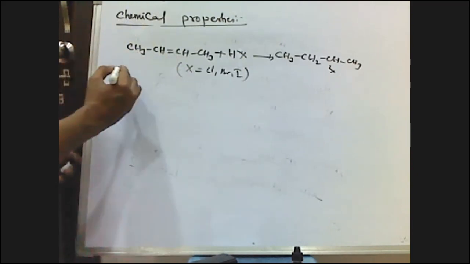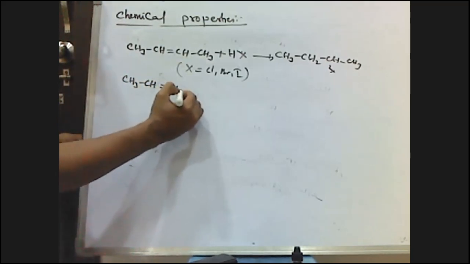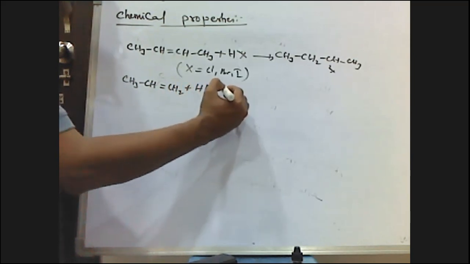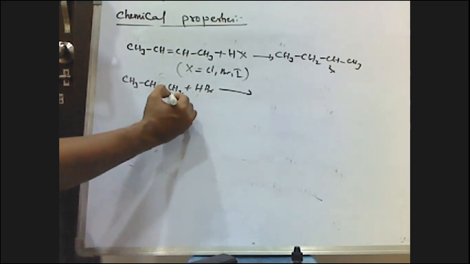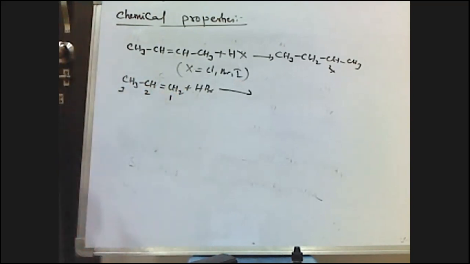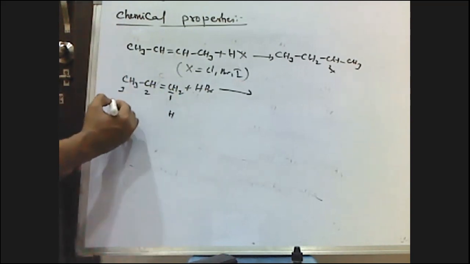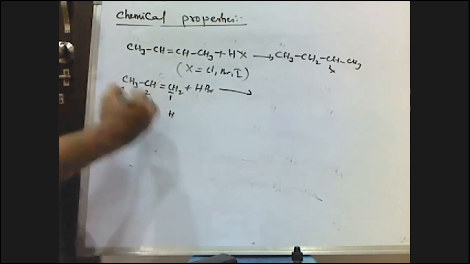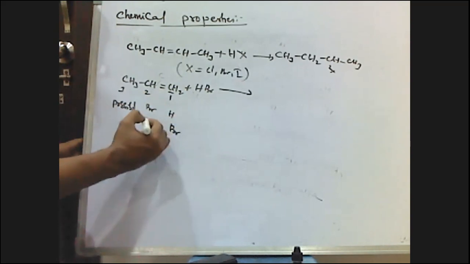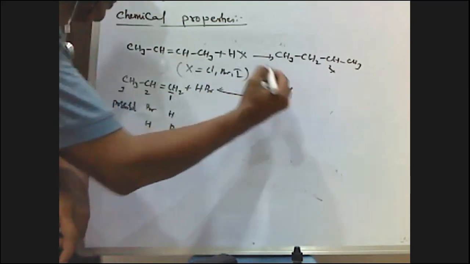But when hydrogen halides are added to unsymmetrical alkenes, for example, when HBr is added to propene, we are getting two products. For our convenience, I am marking 1, 2, 3. On the carbon labeled one, hydrogen may appear. This is one possibility. Right or not? And on the second carbon, bromine. A reverse may happen: on the first carbon, bromine will attack, and on the second carbon, hydrogen. Here, I am getting two products.